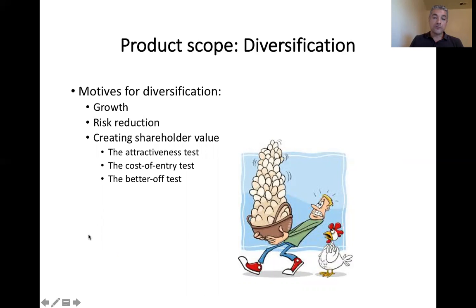So that was vertical integration. The other dimension where you can manage the scope of the firm has to do with product scope, right? And here we talk about diversification. You do not want to keep all your eggs in the same basket. You want to go into multiple markets. You can go to different industries. And all those diversification efforts do have different rationales, different motives, right?